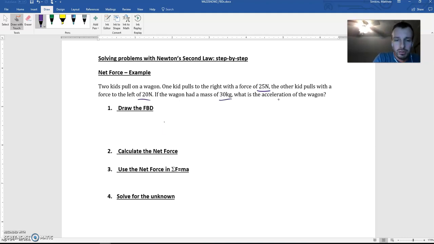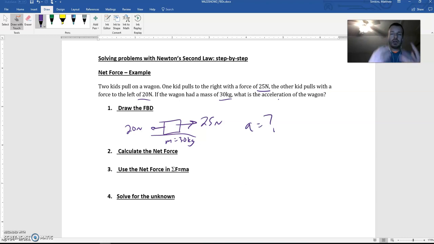It says, two kids pull on a wagon. Draw an FBD. One kid pulls to the right with a force of 25 newtons. The other kid pulls with a force to the left with 20 newtons. If the wagon has a mass of 30 kilograms, what is the acceleration of the wagon? So you notice as I was reading the problem, not only did I underline the numbers, but I turned the word problem into a picture. Because I don't know about you guys, but I like pictures. It's a lot less work than reading an entire paragraph, right?